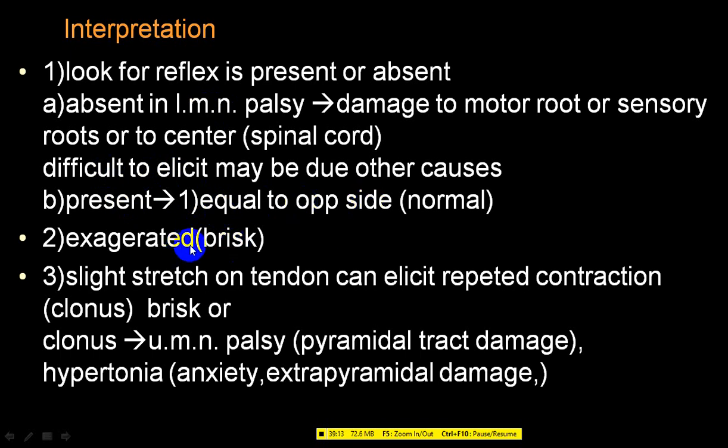But if reflex is brisk, then it is because of upper motor neuron palsy. Also, it will be exaggerated or brisk in case of any condition which increases the tone. Classical example in anxiety or even in case of an extrapyramidal damage. So in that case also the reflexes may be brisk. But in an upper motor neuron palsy, which can be unilateral or bilateral. Unilateral classical example, hemiplegia. Biceps, triceps, supinator, knee and ankle all will be exaggerated on the side of the damage.